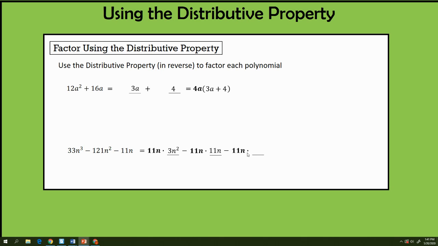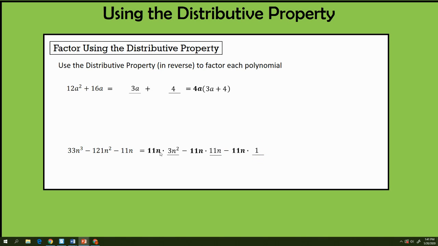And now 11n times what will give me 11n? Well, you got to be careful here. You do have to include the 1. Okay, negative 11n times 1 is negative 11n. Okay, and that has to be there because it's got to be in my factored answer.